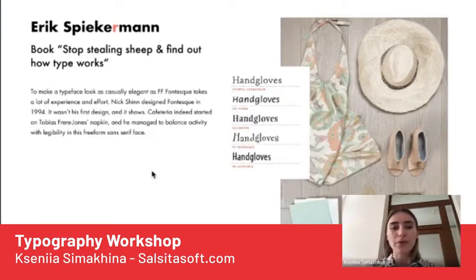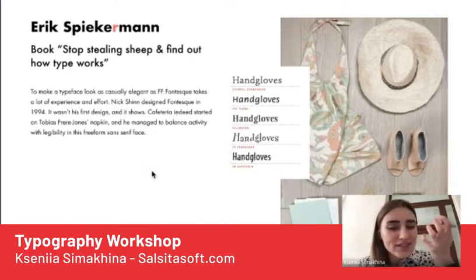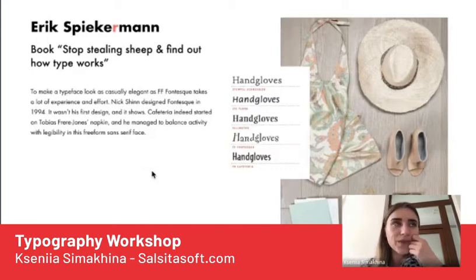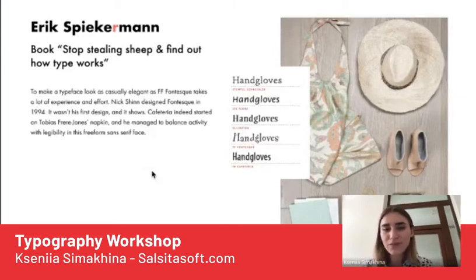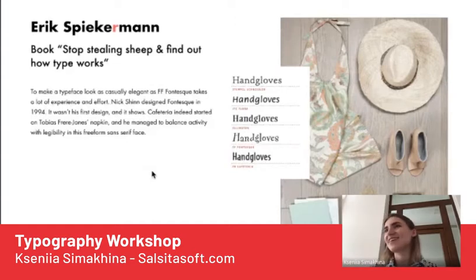One more interesting point about how to bring emotions into your work I found in the book Stop Stealing Sheep & Find Out How Type Works. Erik Spiekermann made an example of fonts, comparing them with the suits we wear on the streets. For example, if it's something romantic or something brutal, like bikers, we should notice the forms and try to find the type which will suit this meaning.